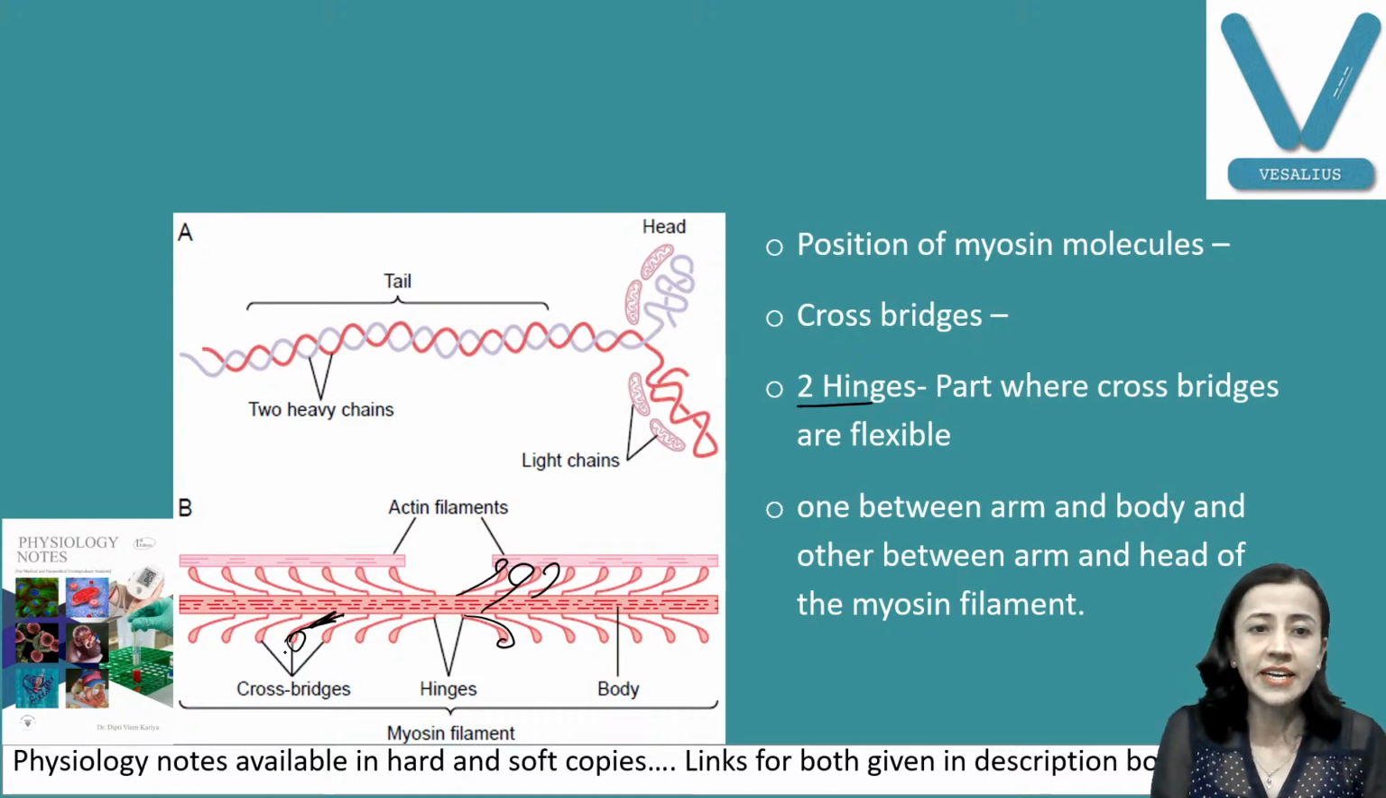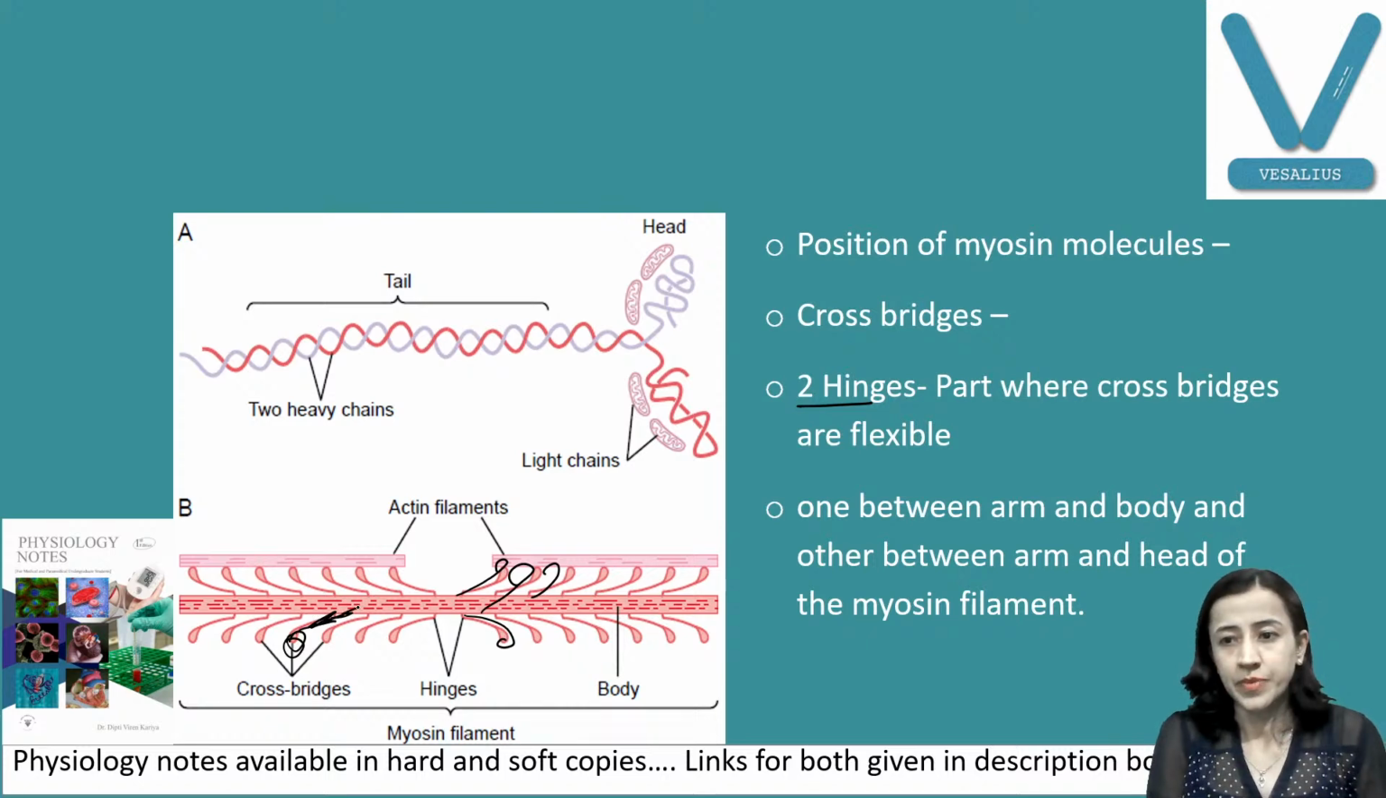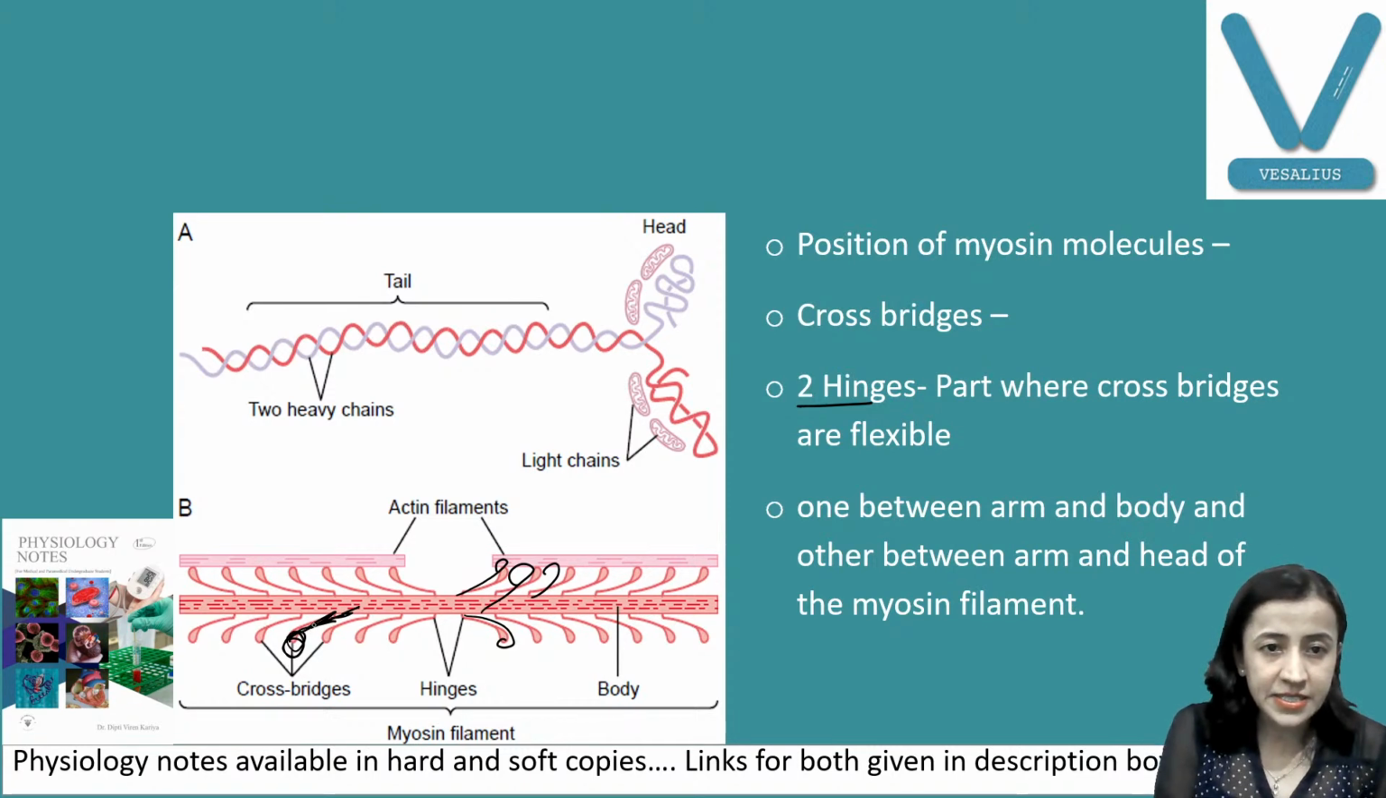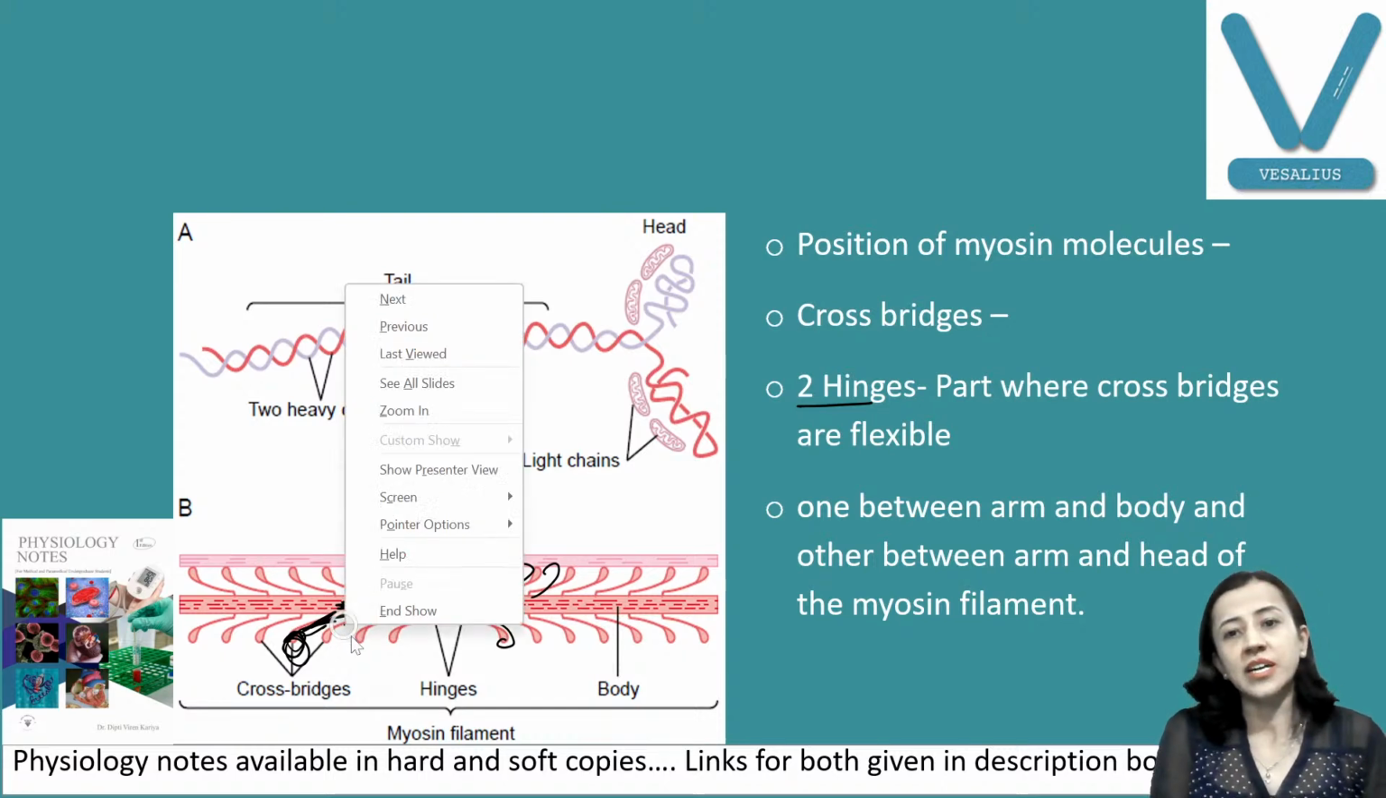One, you can see the head here, and one that is from the body. There are 2 points where each cross bridge is flexible, and they are known as hinges, between the arm and the body, and the arm and the head. You can see this is the head, this is the arm, and this is the body. So between head and arm and between body and arm, there are 2 hinges.